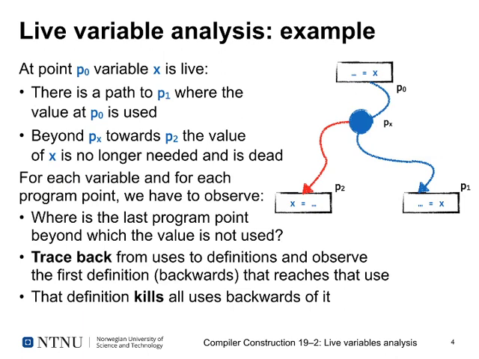So we have a program point p0 here, and at this program point p0 we have an assignment using a variable x in the preceding basic block, and we say at this program point p0 our variable x is live if there is a path to another block, say p1 down here, where the value of x at p0 is actually used.